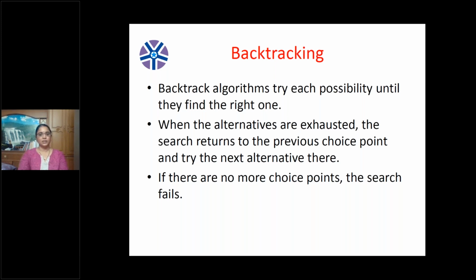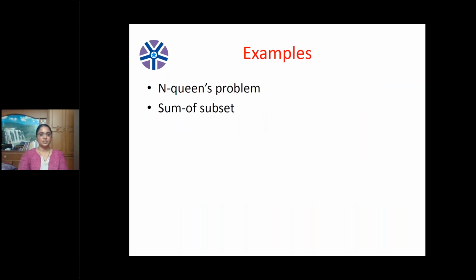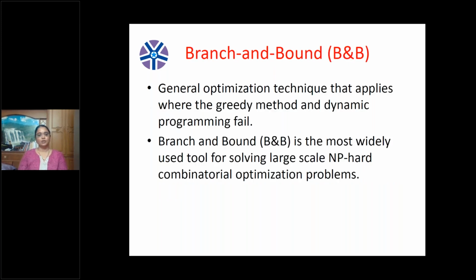The main examples which we study in backtracking are the N-Queens problem and sum of subsets. Then branch and bound is a general optimization technique that applies where the greedy method and dynamic programming fail. It also uses many techniques which we use in the greedy method and dynamic programming. But the main advantage of branch and bound is that problems where the greedy method and dynamic programming fail can be solved by using the branch and bound methodology.